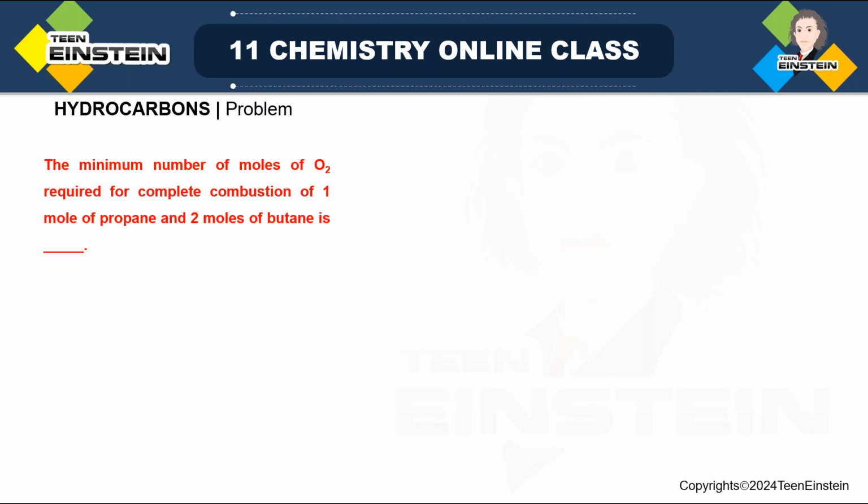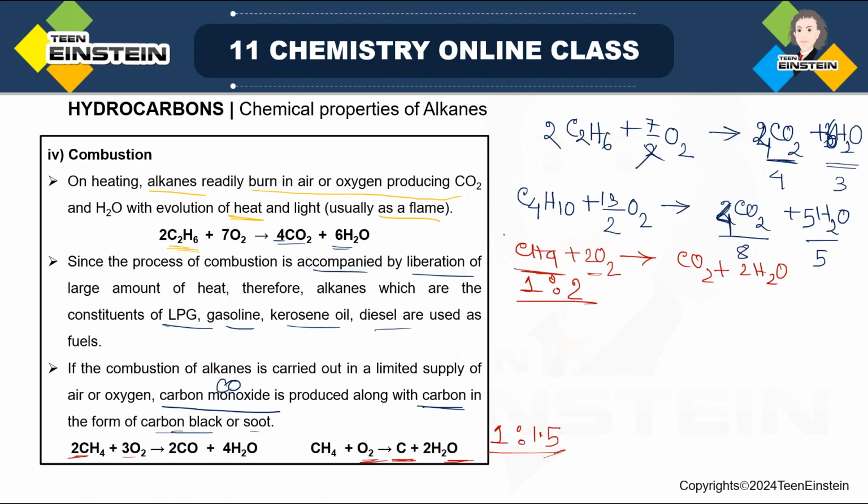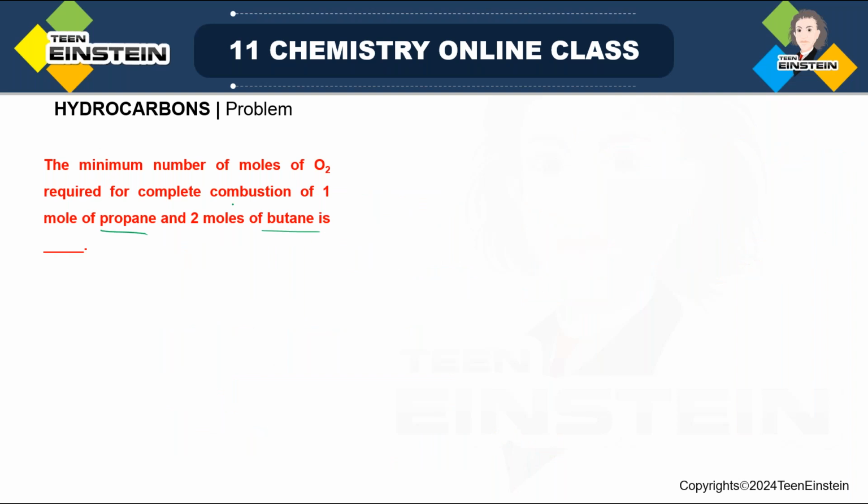Minimum number of moles of O2 required for complete combustion of 1 mole of propane and 2 moles of butane. Propane and butane we have already seen, propane we have not done yet, 2 moles of butane. So for 1 mole of butane, this is the requirement, 13/2, right? So when there will be 2 moles of butane, it should be 13. So for 2 moles of butane, the number of moles of O2, not monoatomic, O2, should be 13 moles.